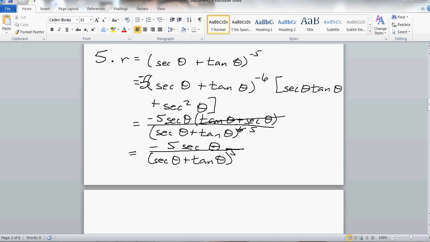You do need to make sure that you try and simplify these if at all possible. And by pulling out the common factor of secant theta, that allowed us to get rid of one of those that were in the denominator. So the final answer is as shown right here.